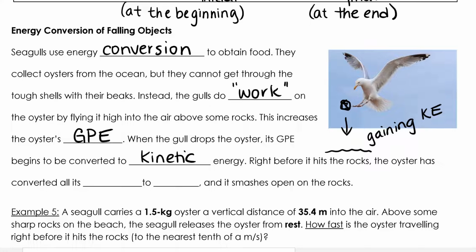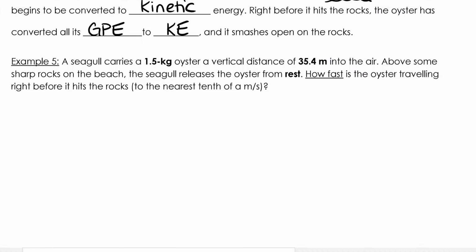Right before it hits the rocks, the oyster has converted all of the gravitational potential energy it had at the beginning to kinetic energy, and it smashes open on the rocks. Let's explore this scenario mathematically.